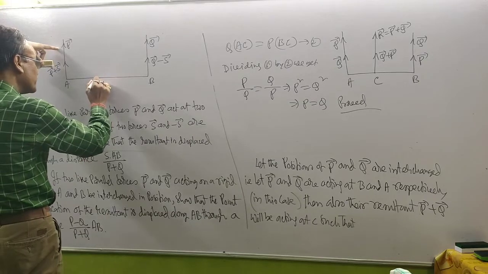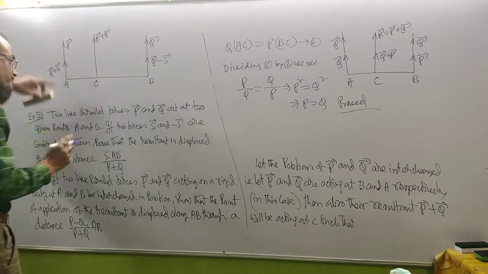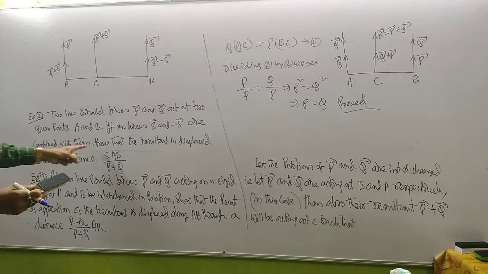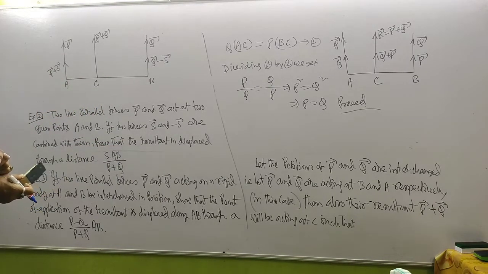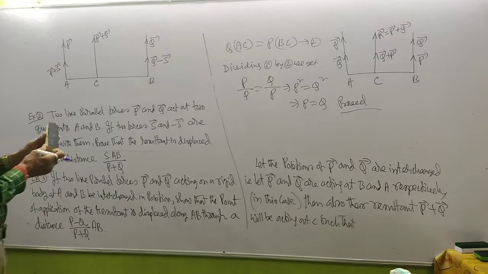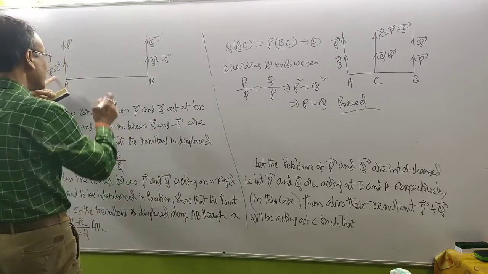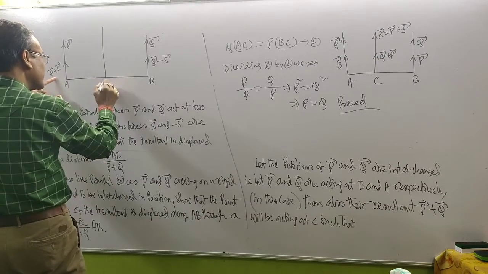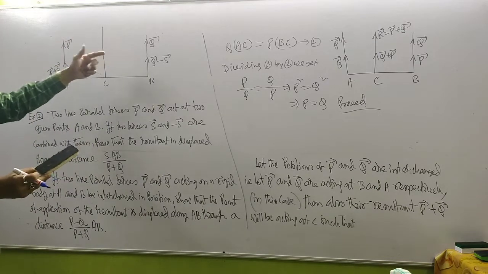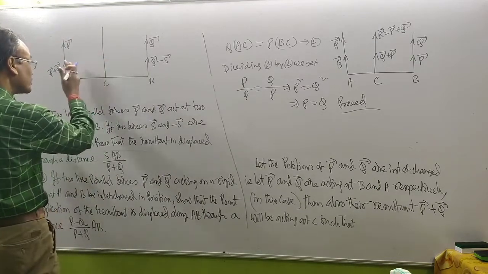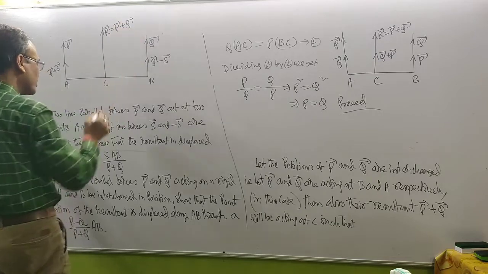Suppose in the first case their resultant is P plus Q, acting at C. Suppose P is greater than Q, then it will be nearer to P. The resultant R equal to P plus Q is for the first case.